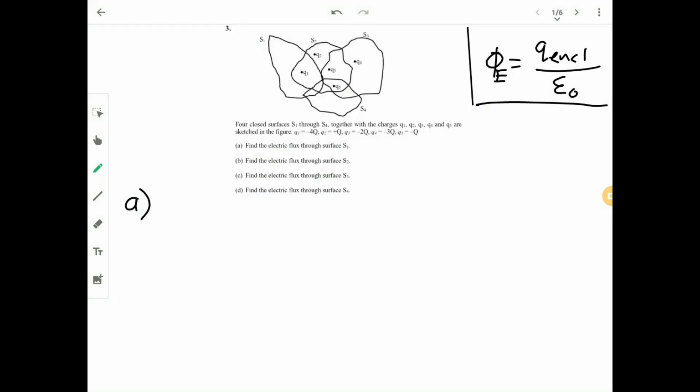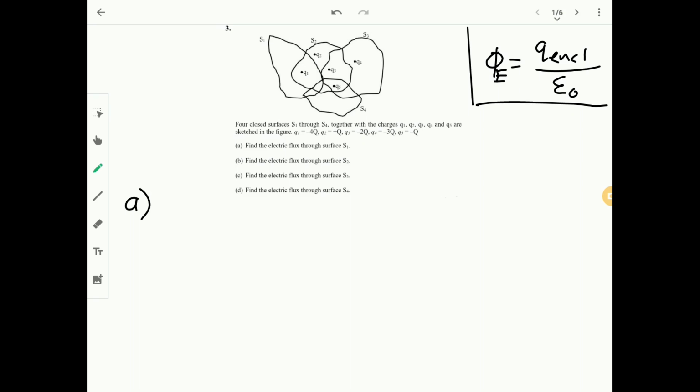We have 4 enclosed surfaces S1 through S4 together with charges Q1 till Q5 sketched in the figure. We have the values for Q1 till Q5. Parts A to D are telling us to find the electric flux through each of the surfaces. So I'll give you guys a few seconds. I have displayed the formula for the electric flux here as a hint, and we'll check in a few seconds.